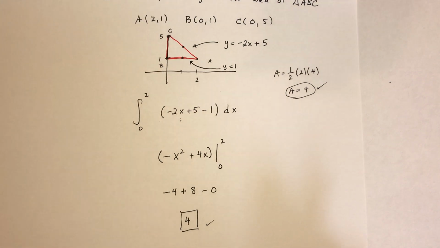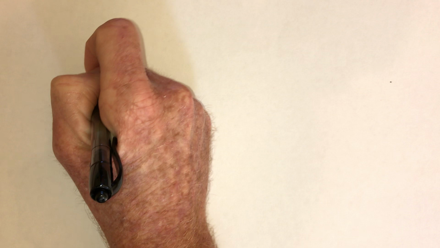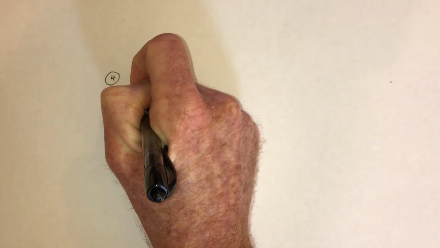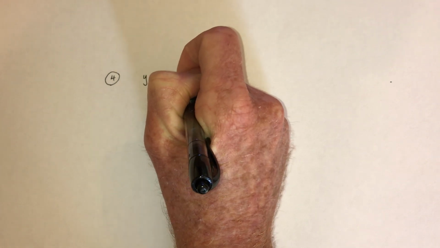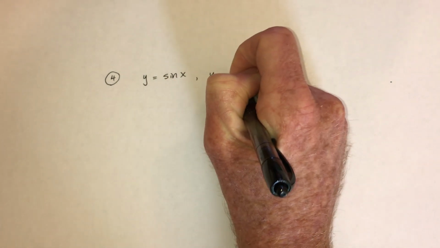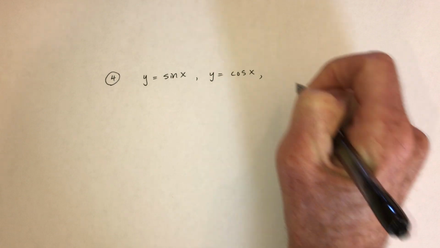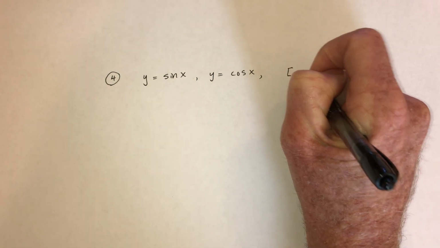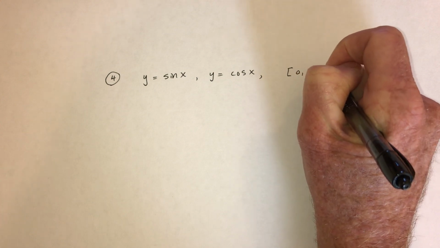Okay, then just one more. So for example number 4, y is equal to sine of x, y is equal to cosine of x, and then on the interval from 0 to pi over 2.